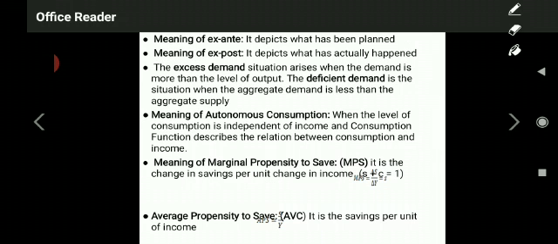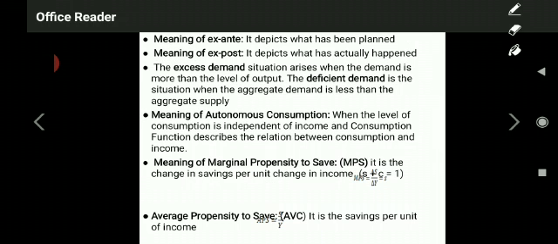So, deficient demand is the situation when the aggregate demand is less than the aggregate supply. Now coming to the meaning of autonomous consumption. Repeatedly you have to understand here, when the level of consumption is independent of income, and consumption function describes the relationship between consumption and income. To understand consumption function, you have to understand autonomous consumption again.